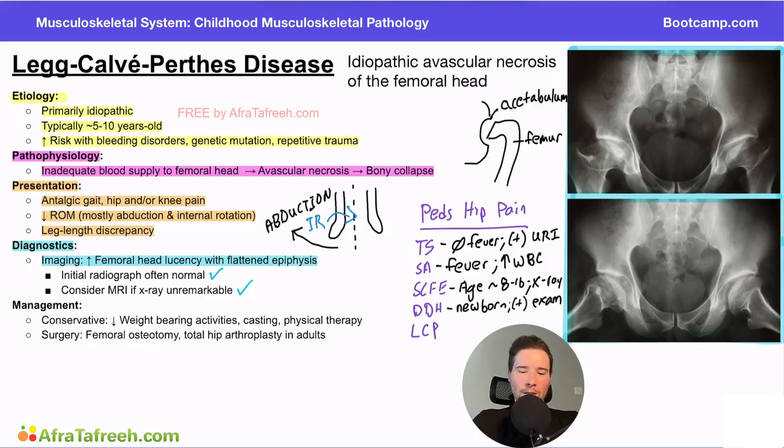Now, when we think about the management here, we can do things with conservative management. These include things like decreasing weight-bearing activities. Why? Because this is going to make the problem worse if you put more weight on the joint that's already being smashed.